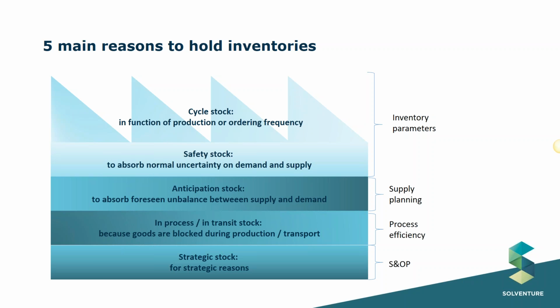Safety stock is there to absorb normal uncertainty on demand and supply. So if you do S&OP, typically it will be forecast driven. If you make a forecast, you know that the forecast will be wrong. The question is, how good is it or how bad is it? How big is the error? I will need to protect myself against that forecast error through the safety stock.